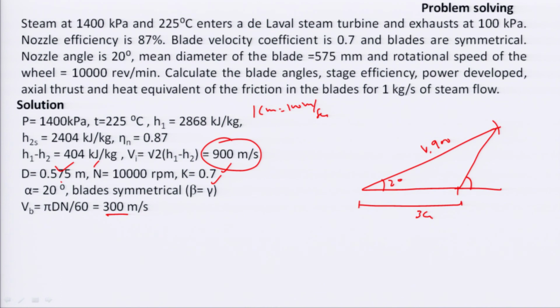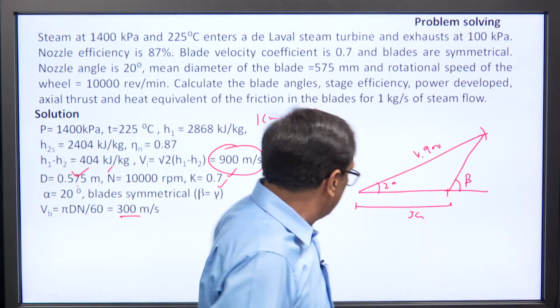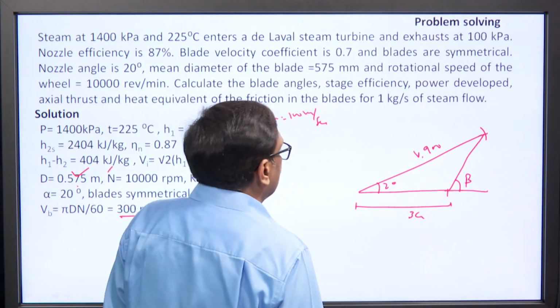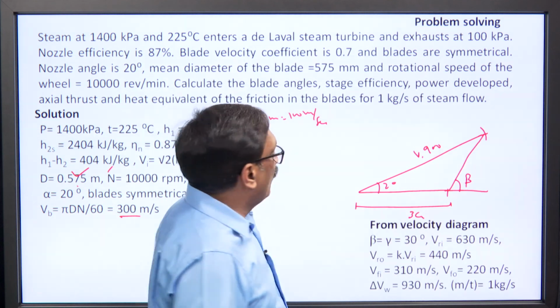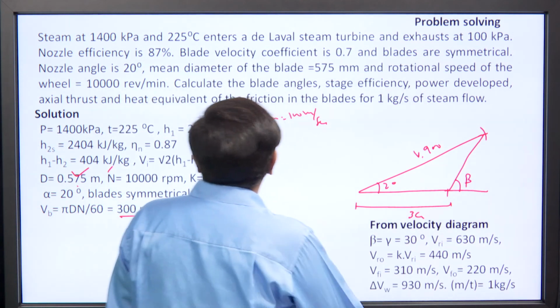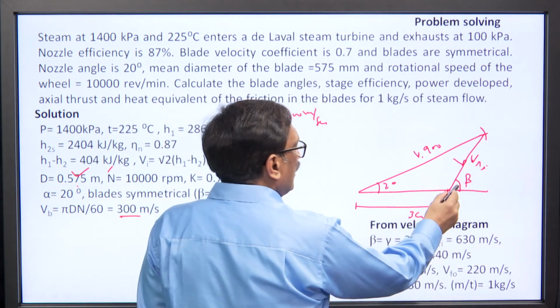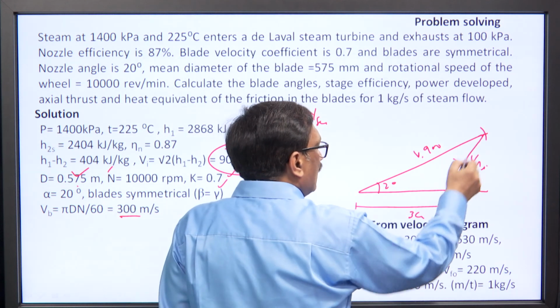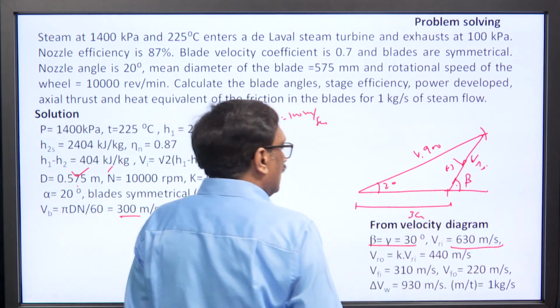Now, measure this angle, which will be the blade angle at the inlet. It is given that the blades are symmetrical, meaning blade angle beta and gamma are equal. When we measure this, the blade angle comes around 30 degree. Now measure this, it is the VR1. Beta and gamma, beta you can measure, it comes 30 degree. Measure this line, it comes to 6.3 centimeter, which represents 630 meter per second.